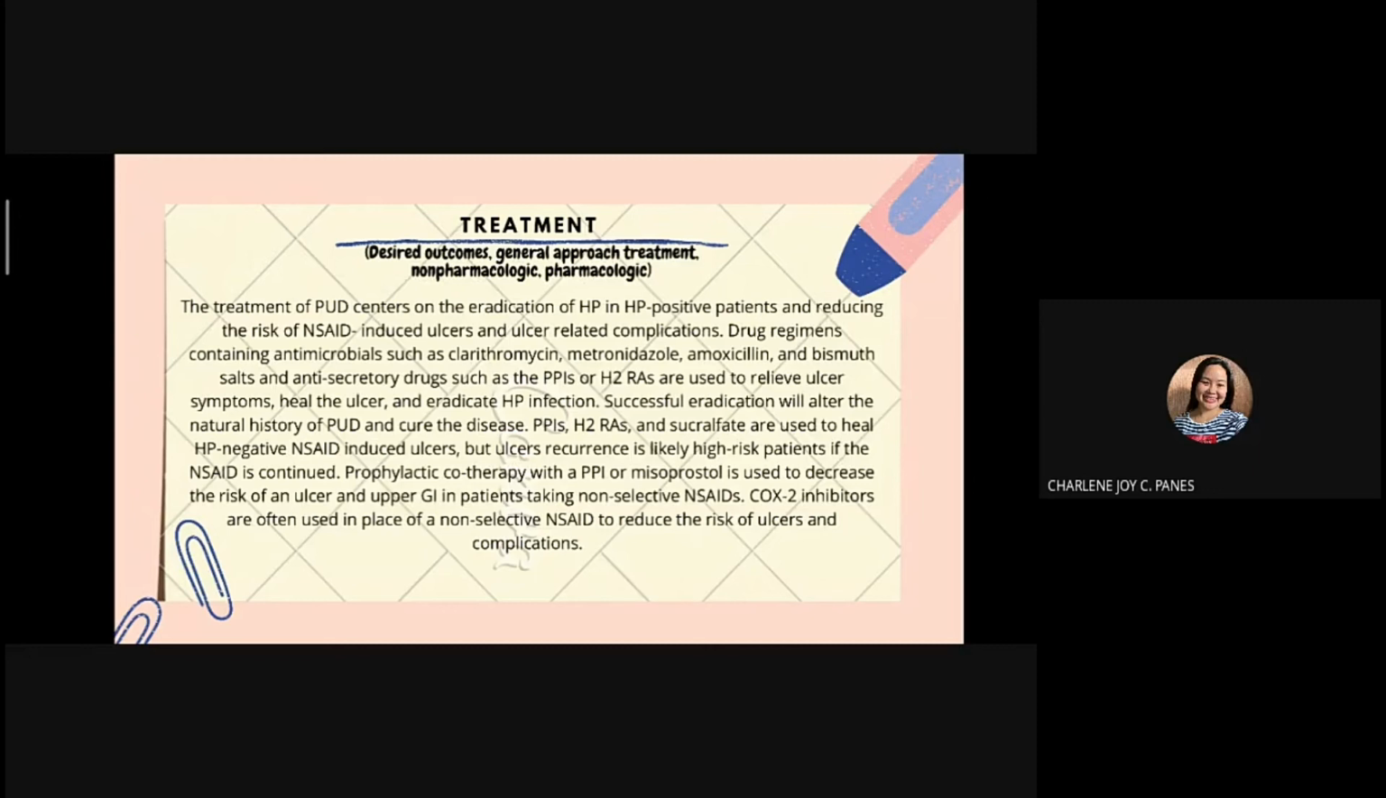PPIs, H2RAs, and sucralfate are used to heal HP negative non-steroidal anti-inflammatory drug induced ulcers, but ulcer recurrence is likely in high-risk patients if the non-steroidal anti-inflammatory drug is continued. Prophylactic co-therapy with a PPI or misoprostol is used to decrease the risk of an ulcer and upper GI complications in patients taking non-selective non-steroidal anti-inflammatory drugs. COX2 inhibitors are often used in place of non-selective non-steroidal anti-inflammatory drugs to reduce the risk of ulcers and complications.